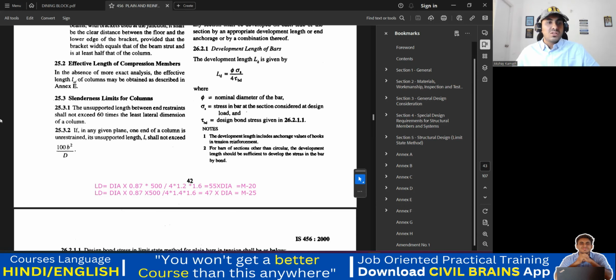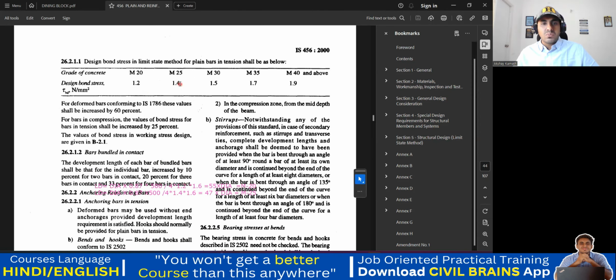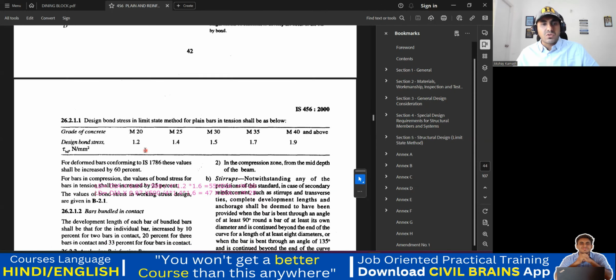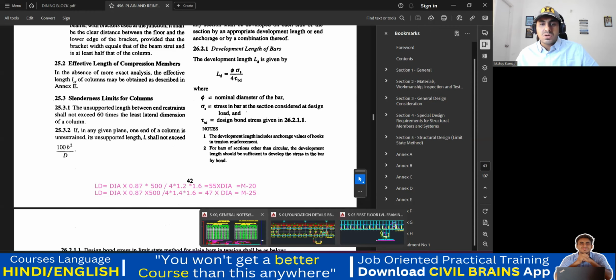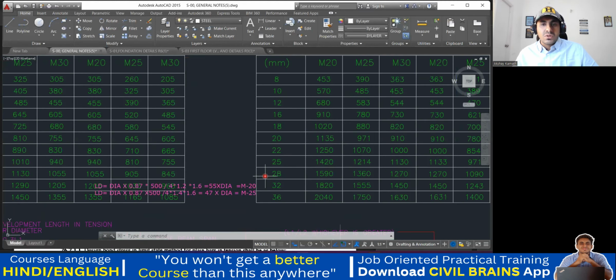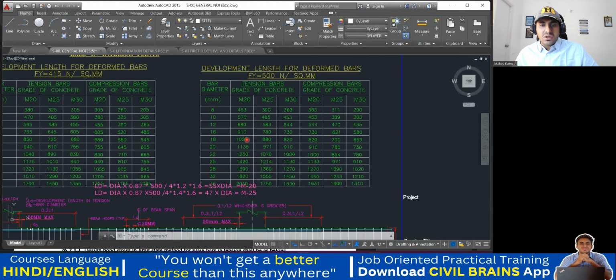Now we'll try to verify this. See here, for M25 it is 1.4. Got it? For bars in compression, the value of bond stress for the bar in tension shall be increased. This is not required. So it's 47 times the diameter of the bar if it is M25 grade. Now what is the table that we got here? Let me confirm it from the table. Let me search for Fe500. This is Fe500.